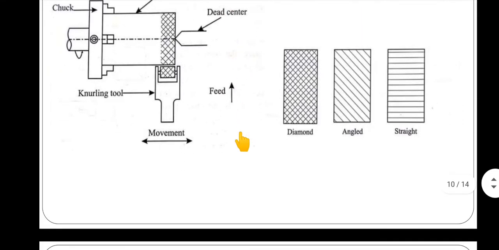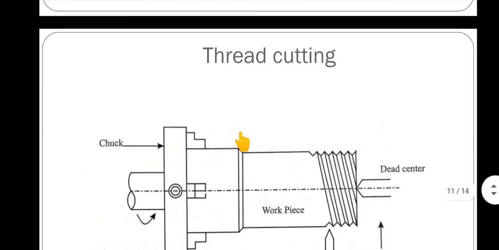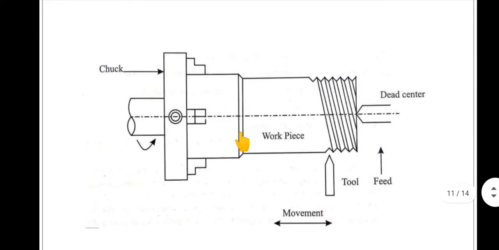Next one is thread cutting operation. So what is thread cutting? Before this, let us see what a thread is. A thread is nothing but a helical groove formed on a cylindrical surface of the workpiece. We can obtain it in various forms. See, a cylindrical surface will be there like this. So we are going to get the threads on the cylindrical surface. That we call threads.